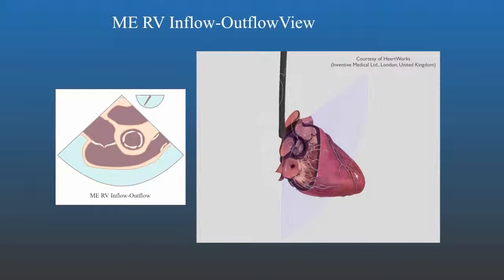This view demonstrates the structure of not only the aortic valve, but also the tricuspid and pulmonic valves. As the name inflow-outflow implies, the echocardiographer can trace the flow of blood from the right atrium through the right ventricle and into the pulmonary artery in this view. It is a helpful view in positioning of a pulmonary artery catheter for this reason.